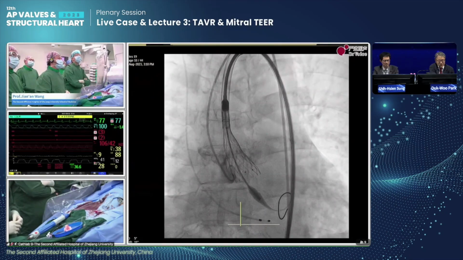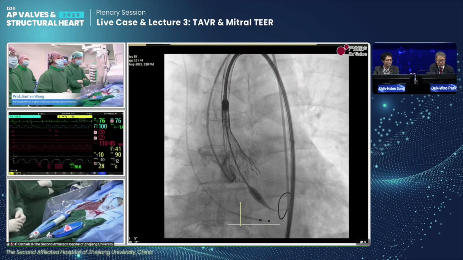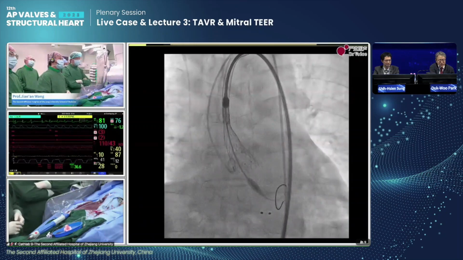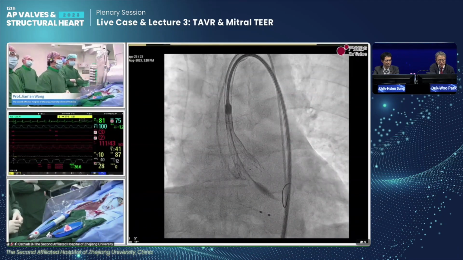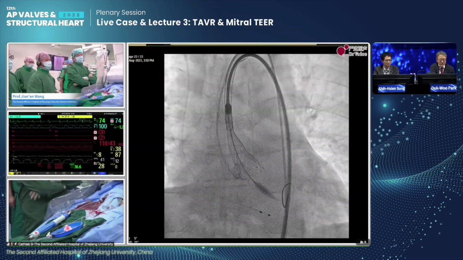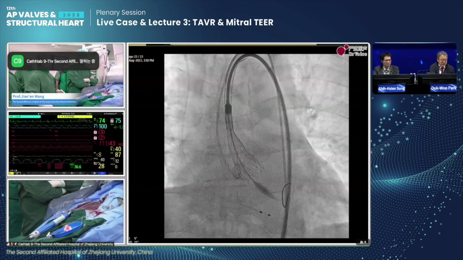I have a question about the overall rate of permanent pacemaker implantation before and after you started using the cusp overlap view. Any big change in the permanent pacemaker rate in your center? Less than 10 percent, because we try to achieve a high deployment. So the rate is very low.